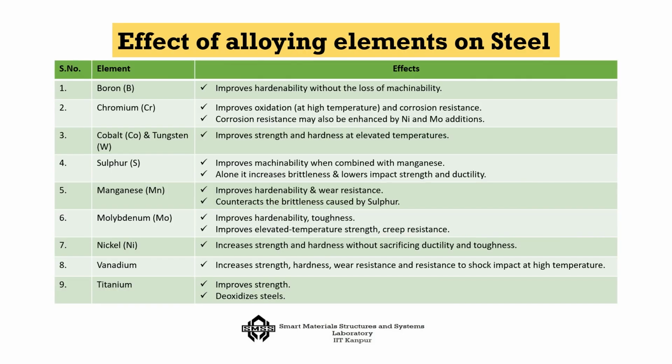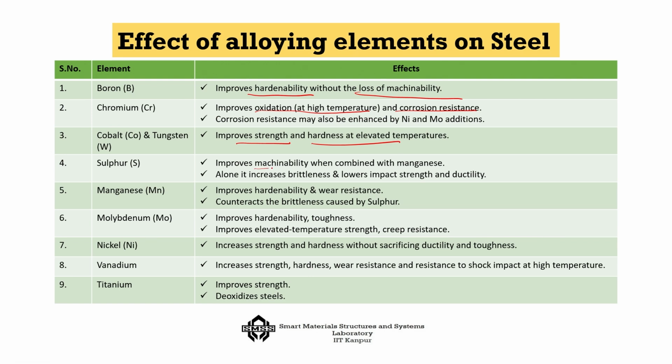Now, let us look into the effect of alloying elements on steel. If you alloy boron, it improves hardenability, it becomes harder, but the machinability is not lost very much. If you use chromium, it improves the oxidation at high temperature and corrosion resistance. Okay. Nickel and molybdenum can also do the same. Cobalt and tungsten improves generally the strength and hardness at elevated temperature.